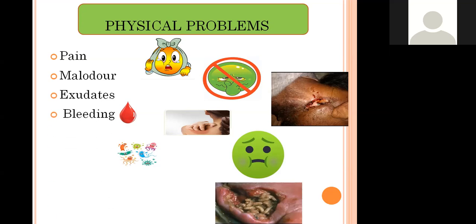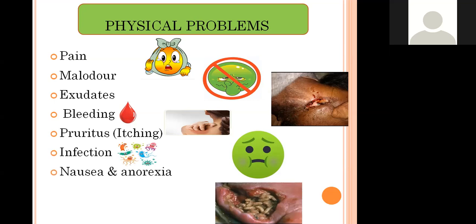And bleeding is due to fragile tumor capillaries in the wound bed and platelets being absent and their functions being suppressed. Pruritus or itching is due to stretching of the skin, which may be irritating to the nerve endings. And then infection, where cancer and its treatment may increase the risk of infection development. Nausea and anorexia may be due to the malodor from the fungating wound, or even infestation with maggots.